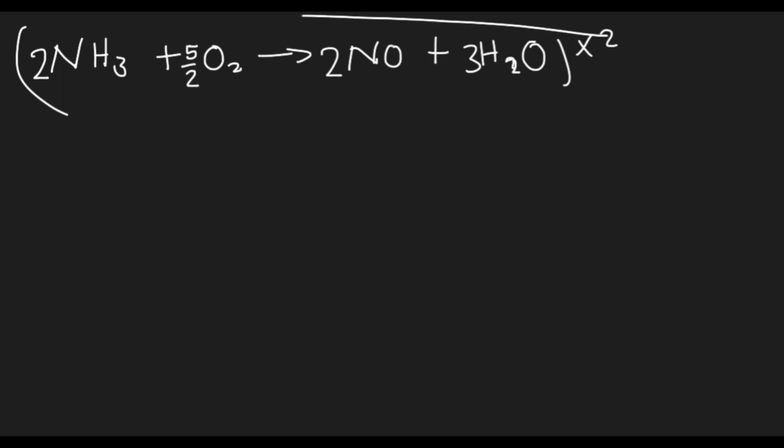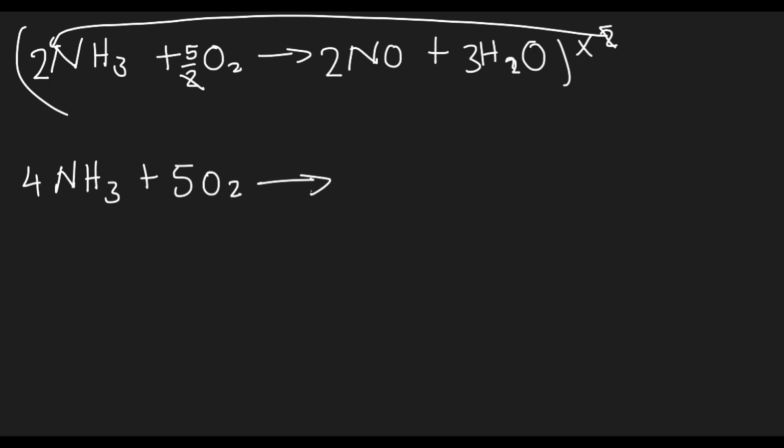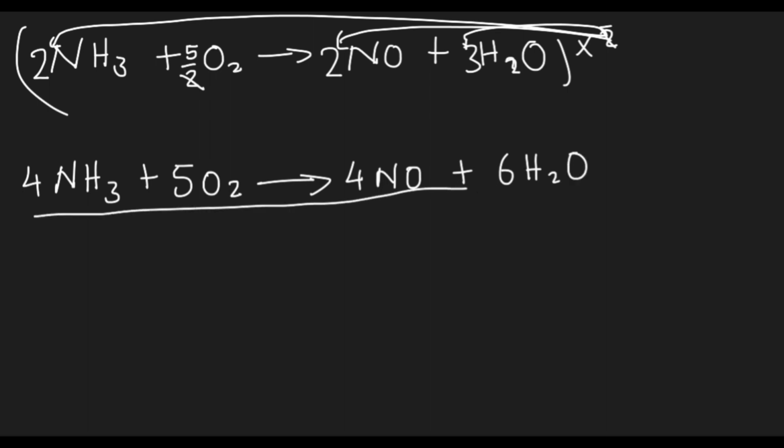So our final answer will be 2 times 2 is 4 ammonia molecules. Then 2 times 5 over 2, the 2 will cancel. So we have 5 O2. Then 2 times 2 will have 4 molecules of nitrogen monoxide. 2 times 3 will have 6 molecules of water. So this is what you are supposed to do.